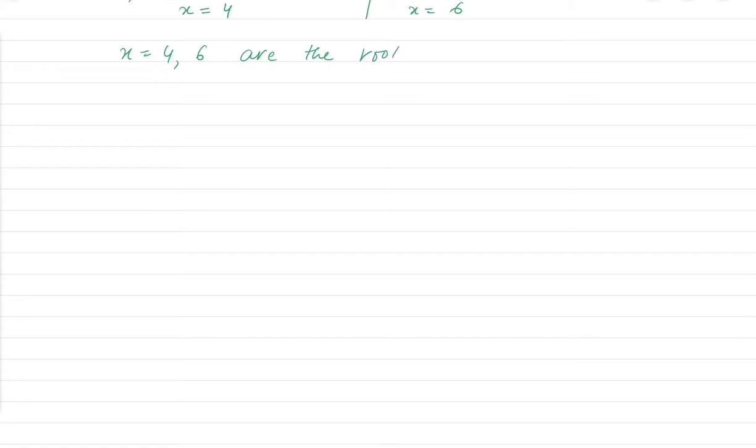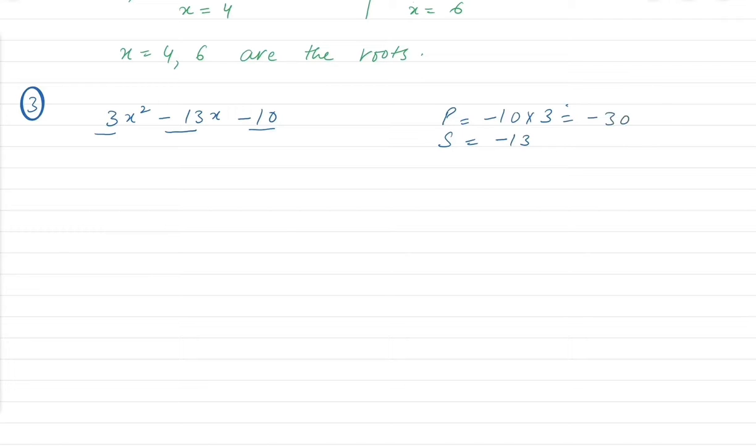Okay, now let's do one more example. If we have the quadratic equation 3x square minus 13x minus 10, again we have the same form. We need to find the product. The product will be minus 10 times 3, the coefficients of the last and first terms, which gives me minus 30, and the sum is minus 13. So again we need to find two numbers.